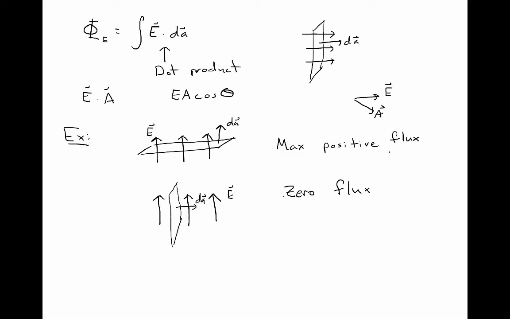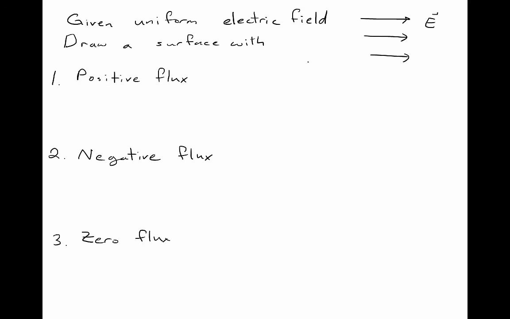I'm going to give you a few just to practice this idea if you haven't used it lately. Okay, so I want you to draw a surface given this uniform electric field that's pointing to the right. I want you to draw a surface that would have positive flux, draw a surface that would have negative flux. Remember to label which way your dA is going. And draw a surface with zero flux. And there are many correct answers to all of these. So go ahead and give this a try. And unpause when you're ready to see my particular answers.